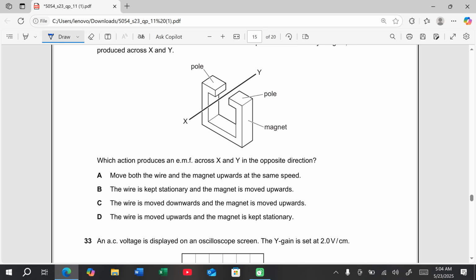The wire is moved downward and the magnet is moved upward. That's going to produce it again in the same direction, only the magnitude will be greater for this. The wire is moved upward and the magnet is kept stationary. That's in the opposite direction.